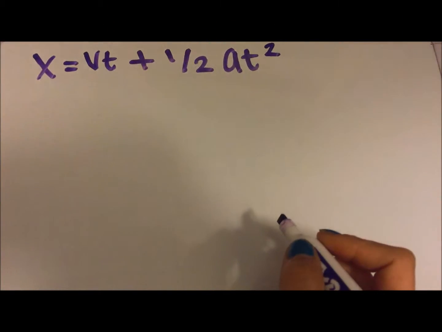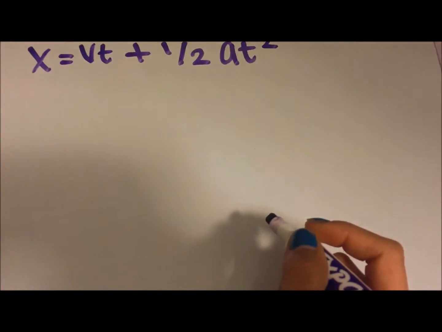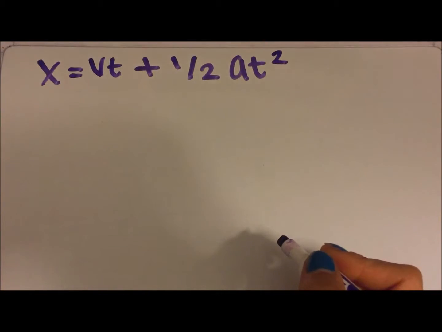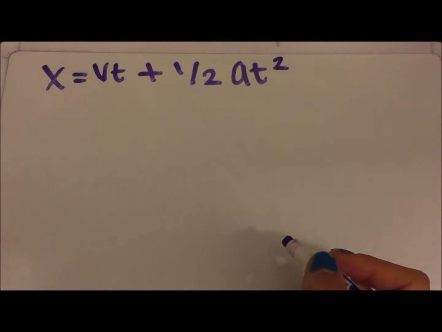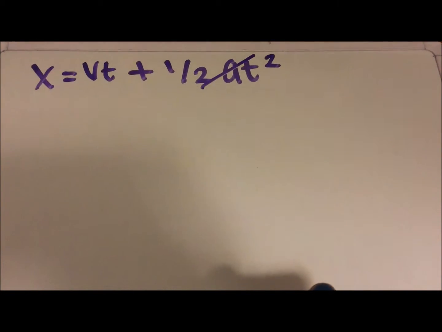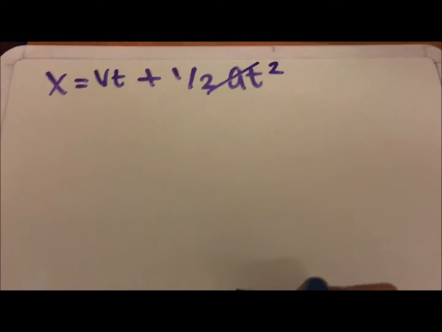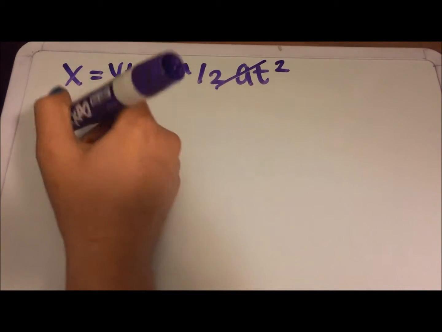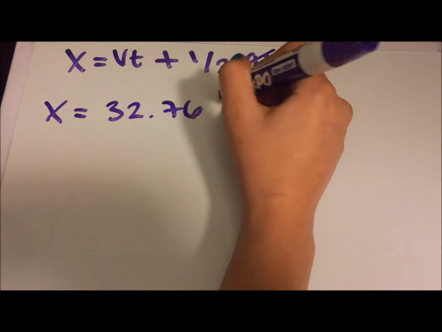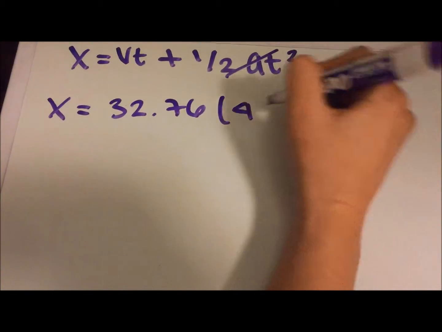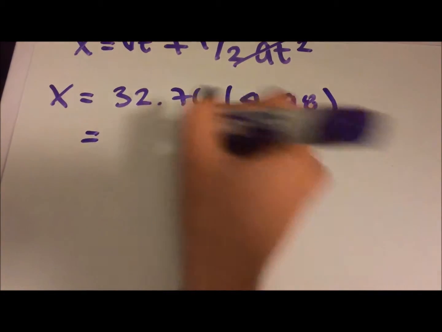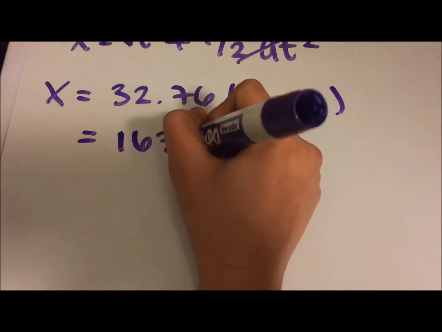For the last part, we'll be finding the range, and for that you'll be using x equals vt plus half at squared. So you'll be canceling out half at squared because it uses the vertical and we won't be needing the vertical. So for v, you'll be plugging in 32.76 times 4.98, and that will equal 163 meters, and that's your range.